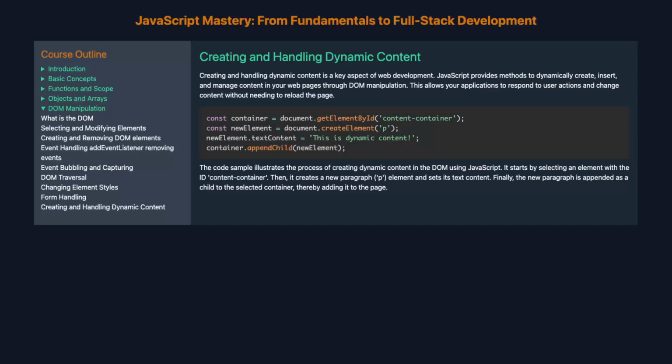The code sample illustrates the process of creating dynamic content in the DOM using JavaScript. It starts by selecting an element with the ID contentContainer. Then, it creates a new paragraph, p element, and sets its text content. Finally, the new paragraph is appended as a child to the selected container, thereby adding it to the page.